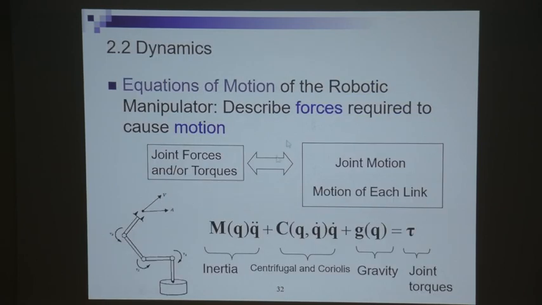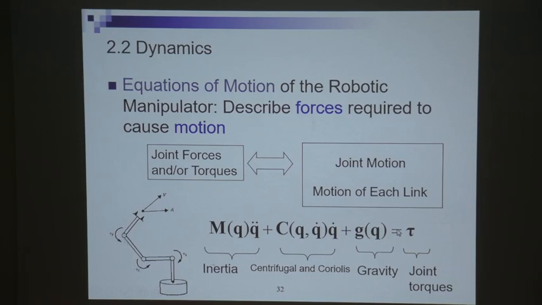Okay, so the dynamics will be about the manipulator equation of motion, which describes the force required to cause the motions. So you have the joint force and torque on the manipulator, and this is the end effector. It will cause the joint motion, and when you talk about joint motion, you cause a motion of every link. So this is the link.